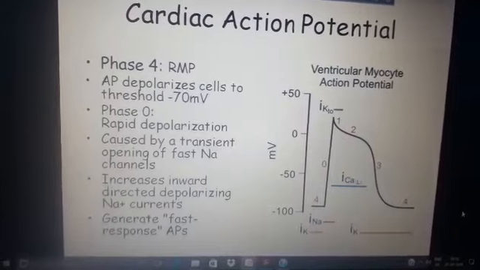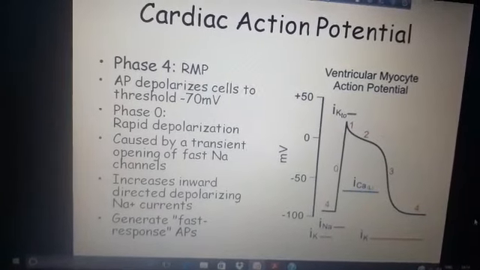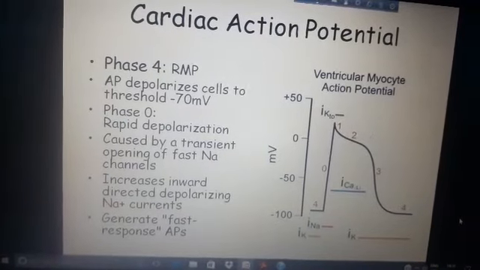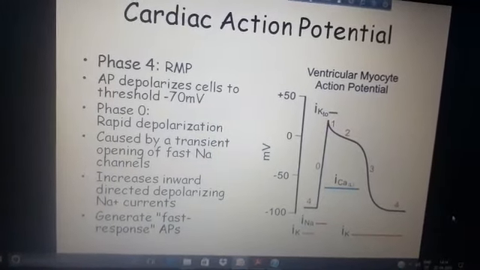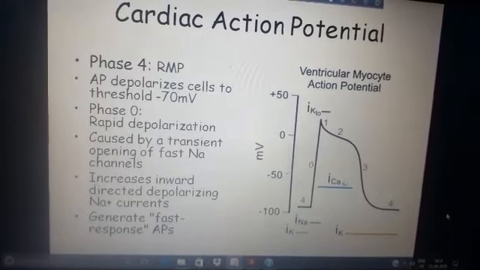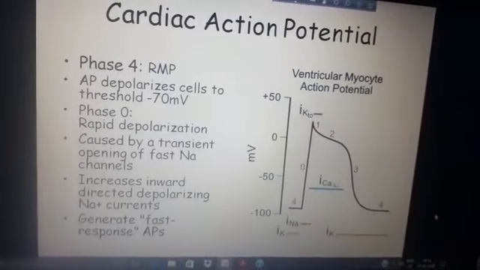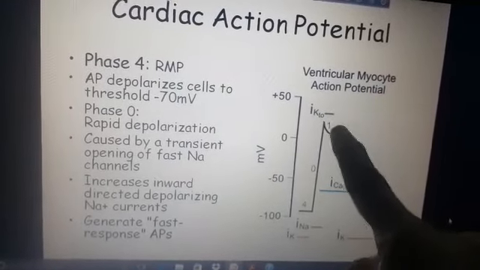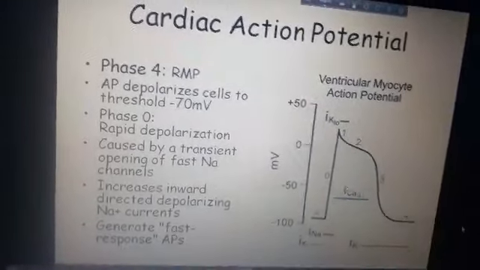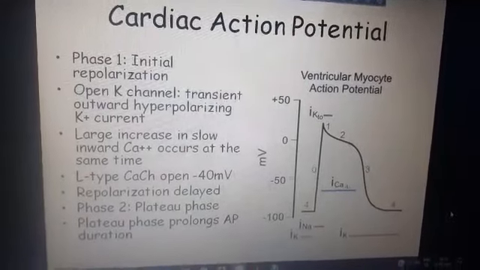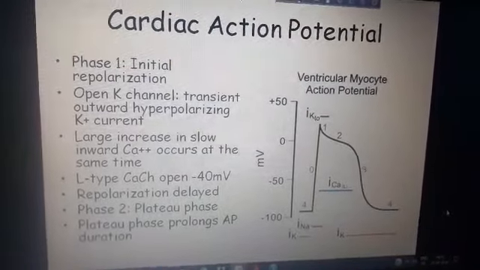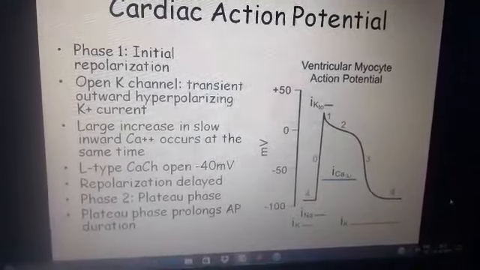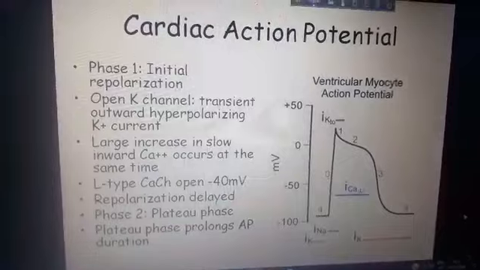Then there is an increase in the inward directed depolarizing sodium current. So phase 0 is due to influx of sodium, and it generates the fast response action potential. Look here, from the depolarization at minus 70 millivolt, it goes to the positive, and this is due to rapid sodium influx. So this is phase 0. After that, the sodium channel closes, and that begins phase 1. So this is the initial repolarization.